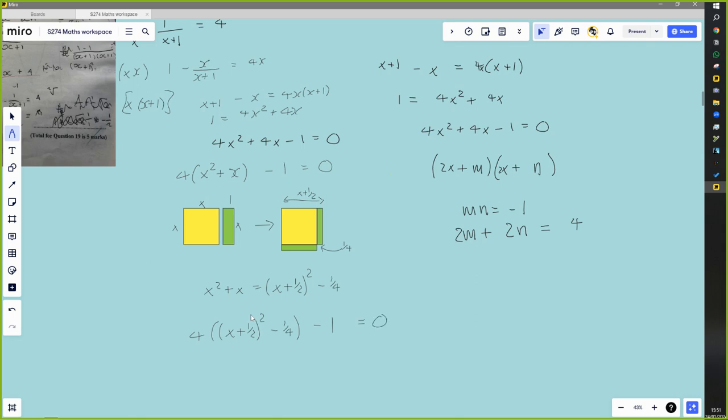What we're going to do next, we're going to expand this out a little bit. So we've got 4 times (x plus a half) all squared, minus 1, and then again we've got another minus 1 over here. All I've done here is expand out this first set of brackets. The quarter multiplied by the 4 is 1. And that's equal to 0.